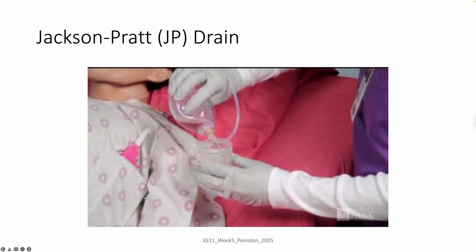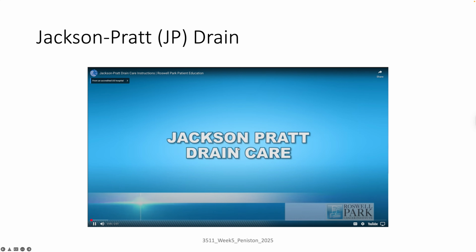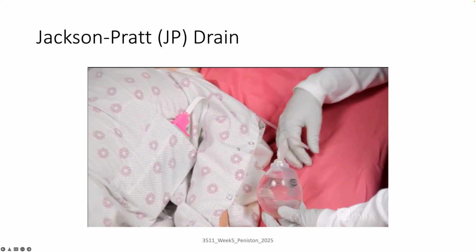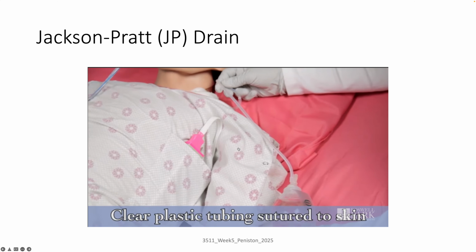Okay, so next we're moving on to the Jackson-Pratt or JP drain. A JP drain is a suction device in which the drain itself is inside the body. It's made of Teflon and has multiple drainage holes. The drain is connected to clear plastic tubing that is usually sutured to the skin where it leaves the body.